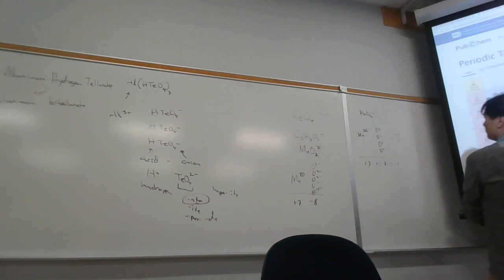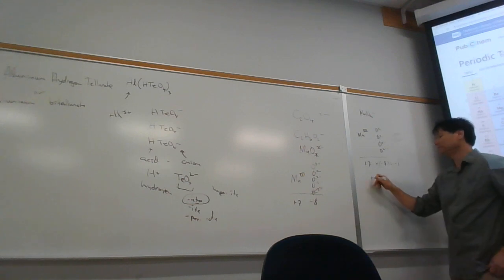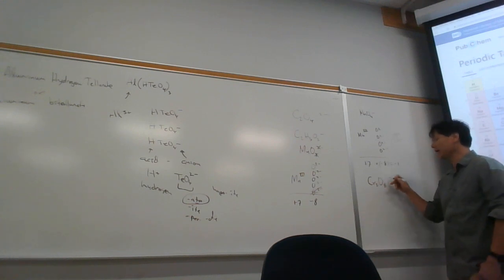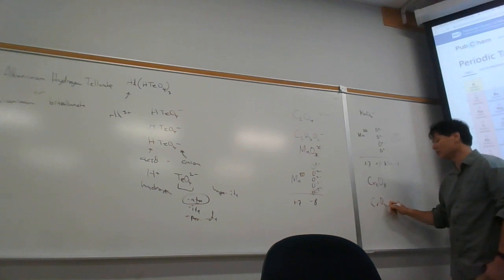So we have permanganate, and then we have dichromate. Dichromate, we might try to write Cr2O8, because chromate is CrO4.